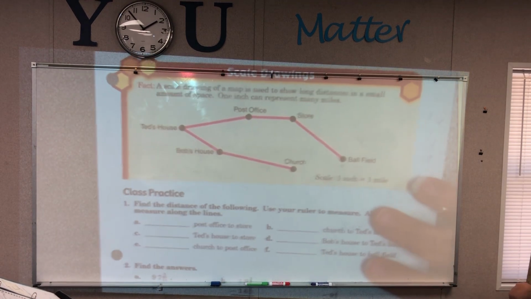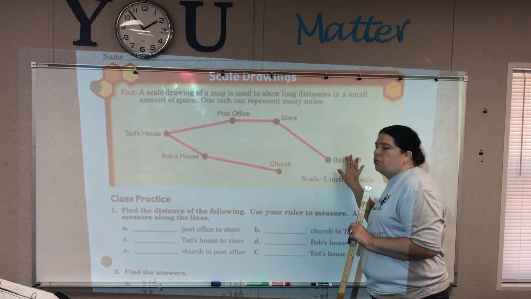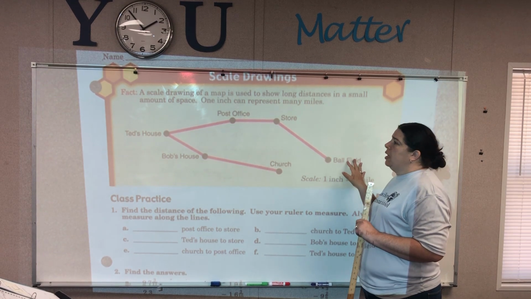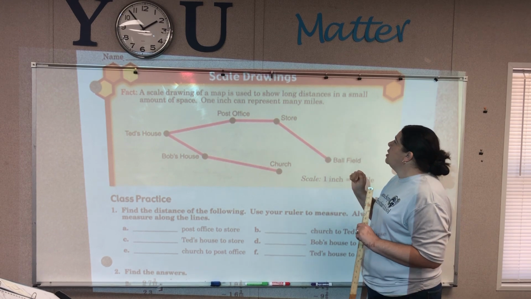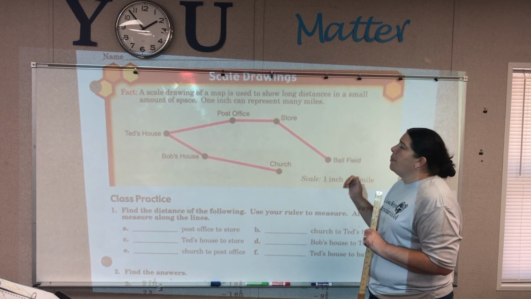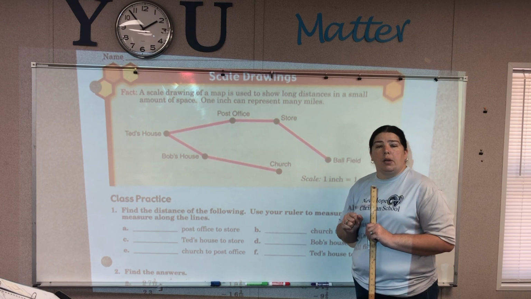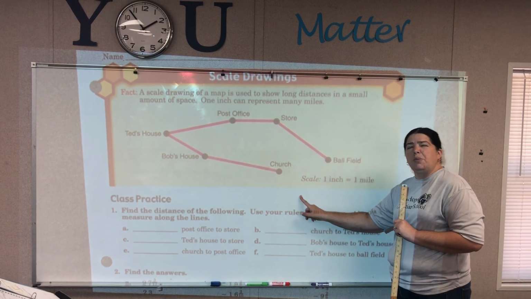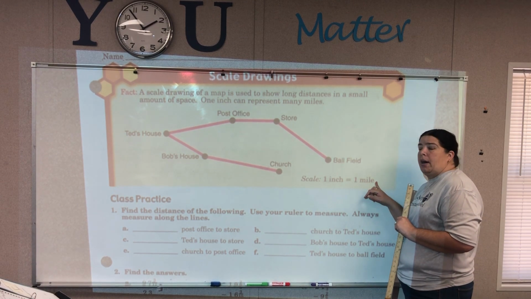We have on our paper, remember we're on lesson 133, we have a scale drawing. It's not as fancy as my map, but a scale drawing of a neighborhood, okay? It says the scale drawing of a map is used to show long distances in small amounts of space. 1 inch can represent many miles, just like our map represented 100 miles. So it tells you the scale here. It's almost like your key on a map. Your scale says 1 inch equals 1 mile.